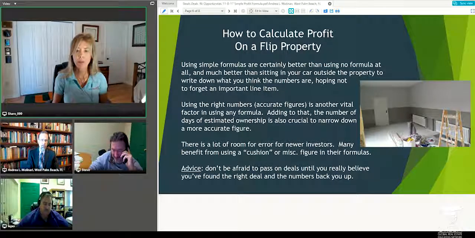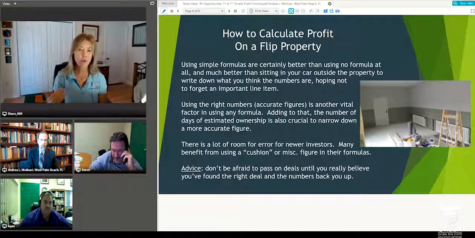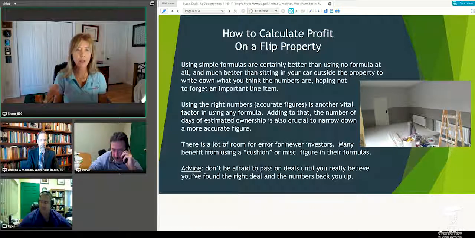So adding to that, the number of days estimated ownership is also crucial to narrow down a more accurate figure. So if you believe you can turn the property in 90 days, well, that's certainly going to increase the amount of money you make.